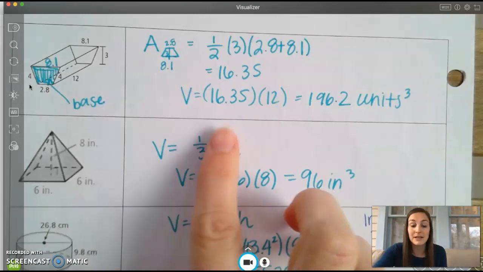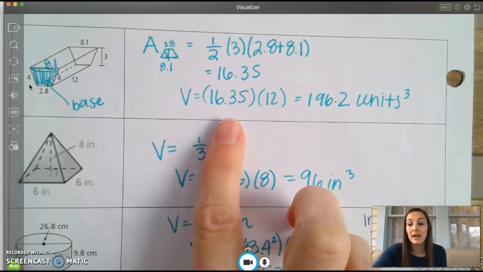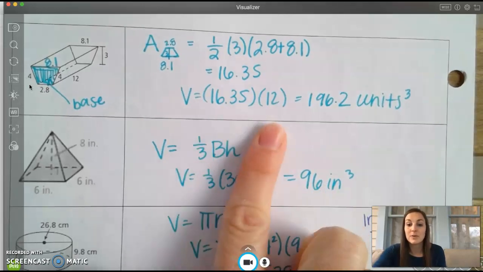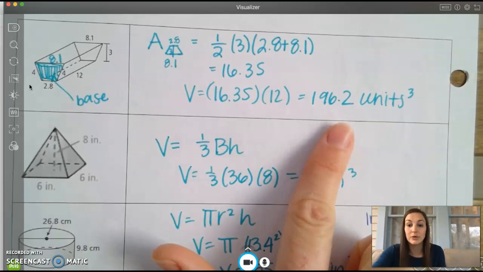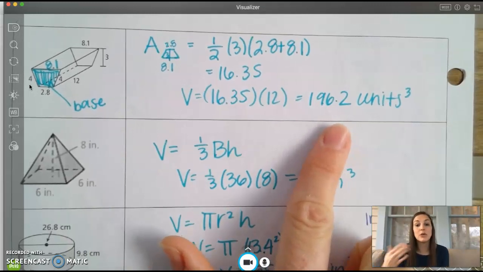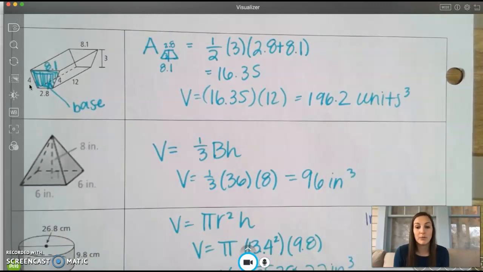So the area of the base is 16.35. The height is 12. So we get 196.2 units cubed. So our units for volume are going to be always in cubed. So we should see that cube measurement there, or that cubed unit.